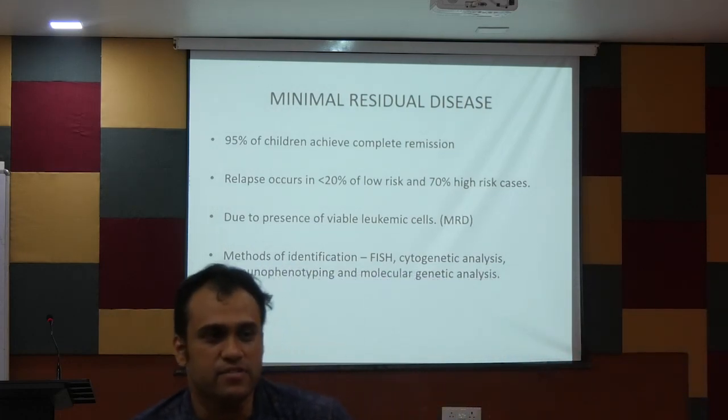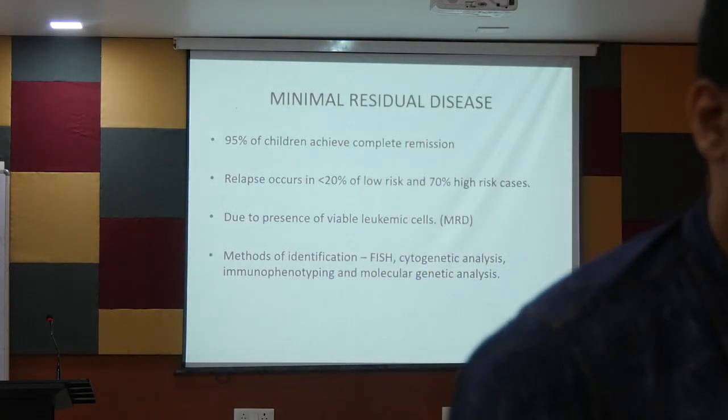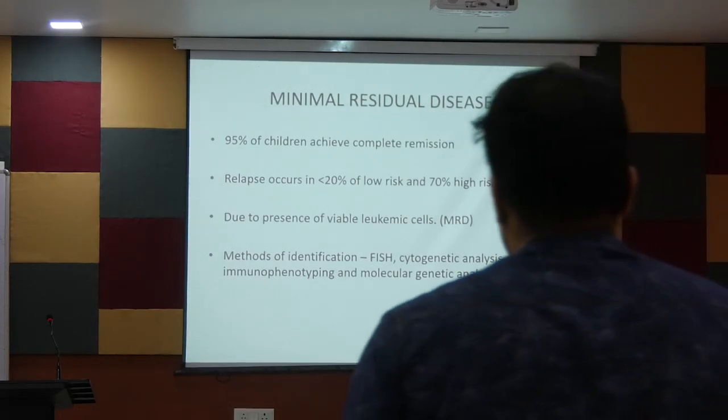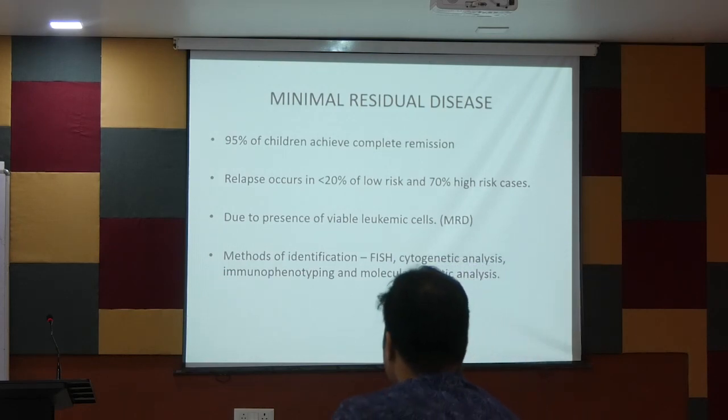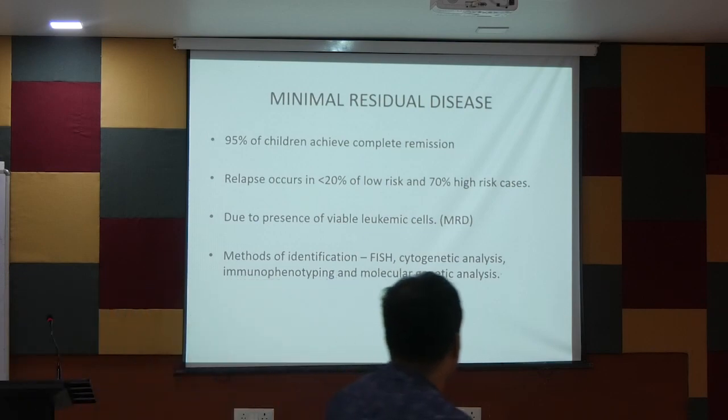And which organ is the site for minimal residual disease? Testis. Testis is the site where relapse occurs most. That's why males belong to a bad prognostic category. Minimal residual disease is due to the presence of viable leukemic cells at a submicroscopic level. The organ most commonly involved is the testis in males. Yes, CNS can also be involved. And what are the methods of identification? FISH, fluorescent in situ hybridization, cytogenetic analysis, immunophenotyping, and molecular genetic analysis. So with this, I finish ALL.